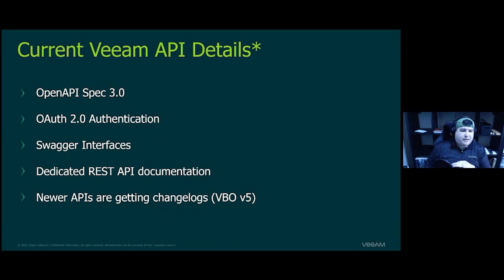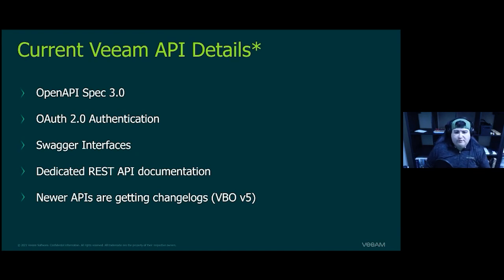So to touch quickly over all of our current API details, this asterisk meaning this is not Enterprise Manager. All of the other product APIs that we have, the new API for VBR itself, VBO, VAC that was retitled to the Veeam Service Provider Console, the APIs that we've got for AWS and Azure, all of these are going to be running on OpenAPI Spec 3.0. They're all using OAuth 2 authentication, which really just means you pass in a username and password, and we give back a token, and you use that token for the length of your interaction with the API.